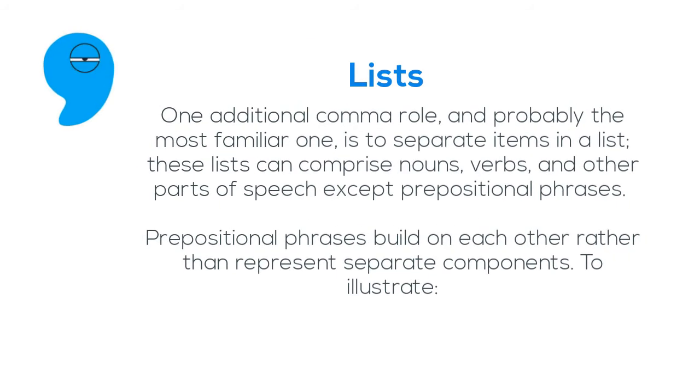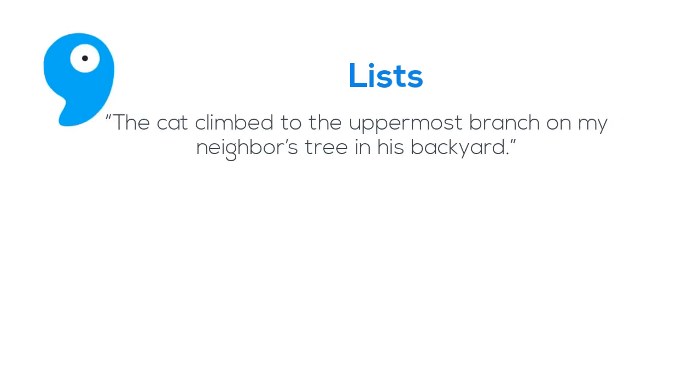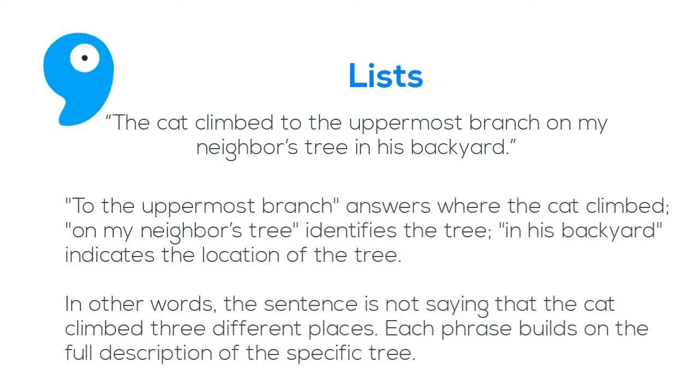Lists. One additional comma rule, and probably the most familiar one, is to separate items in a list. These lists can comprise nouns, verbs, and other parts of speech except prepositional phrases. Prepositional phrases build on each other rather than represent separate components. To illustrate, the cat climbed to the uppermost branch on my neighbor's tree in his backyard. To the uppermost branch answers where the cat climbed, on my neighbor's tree identifies the tree, in his backyard indicates the location of the tree. In other words, the sentence is not saying that the cat climbed 3 different places. Each phrase builds on the full description of the specific tree.